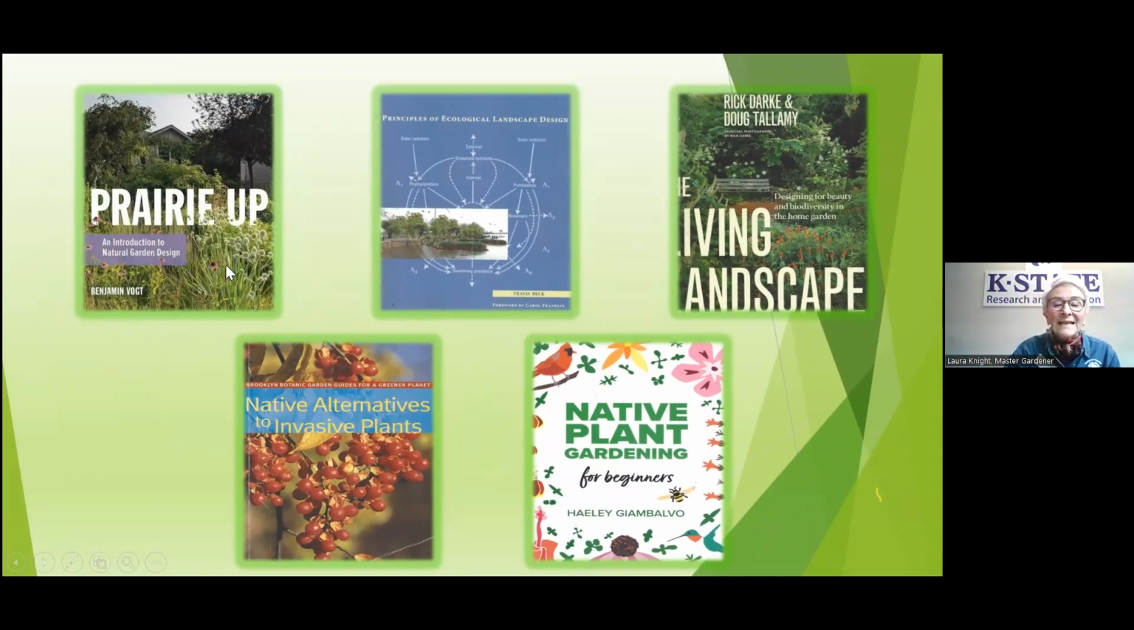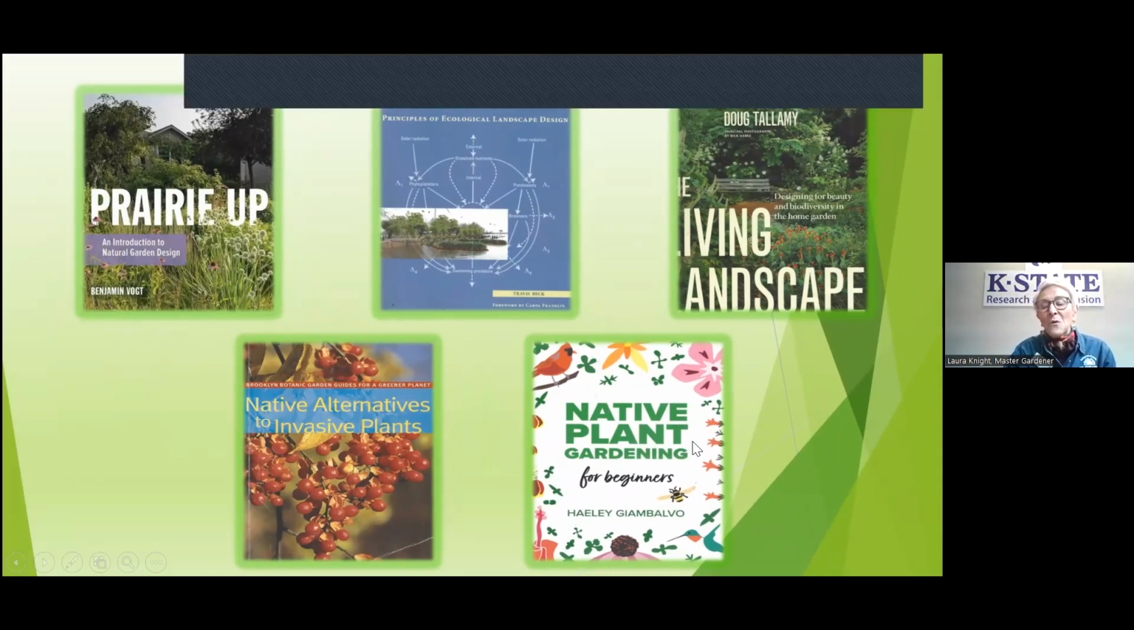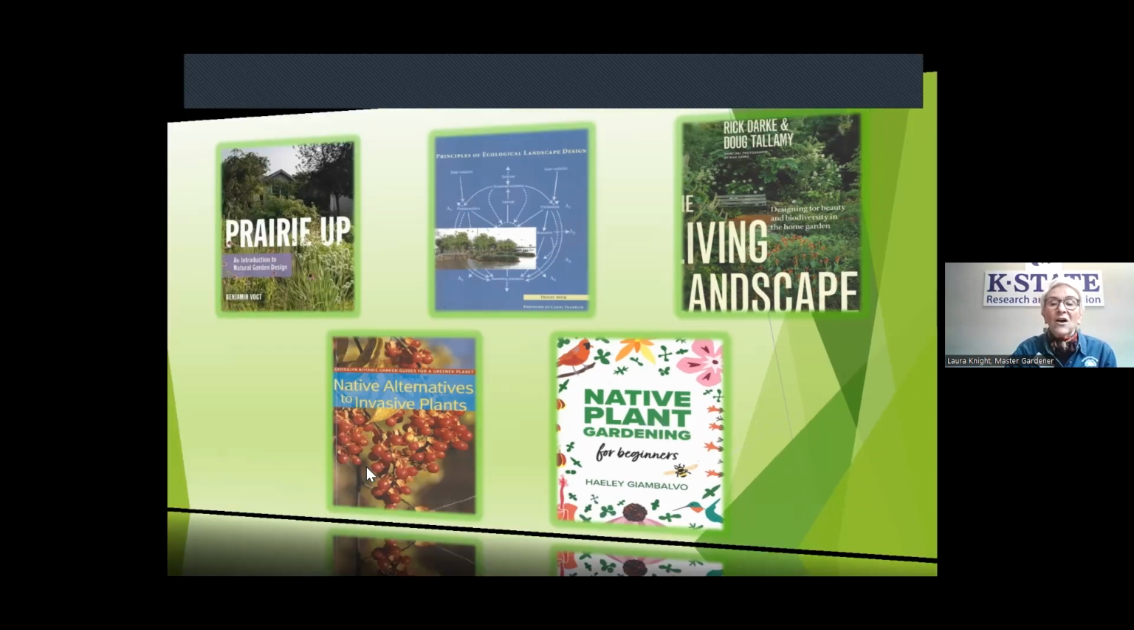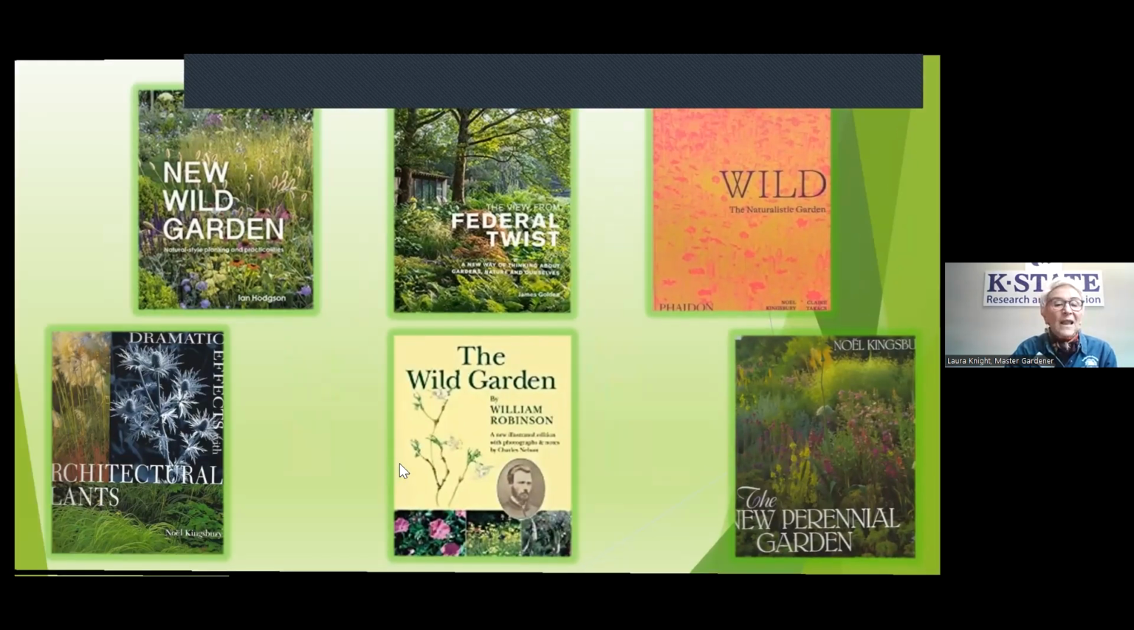Take a look at it. This is a wonderful book, Native Plant Gardening for Beginners, because it answers very basic questions. And this one is a good overall source, Native Alternatives to Invasive Plants. And this is why you need to know what you really want to buy, genus and species, because they can look alike and they are not very good.